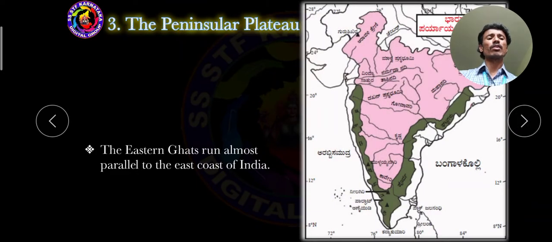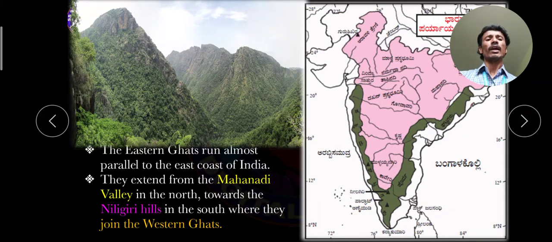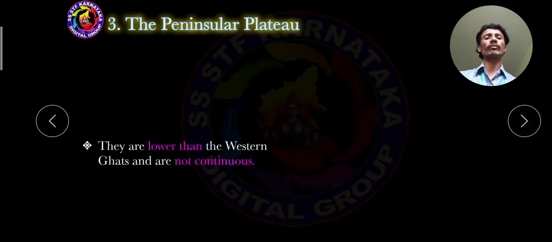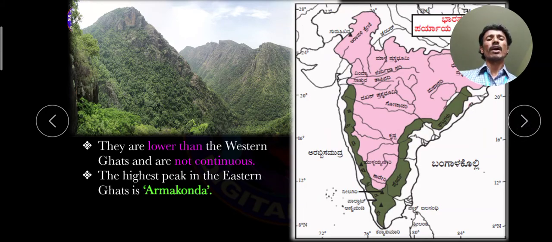Then the Eastern Ghats. Eastern Ghats are almost parallel to the east coast, equally running. This extends from the Mahanadi Valley to Kanyakumari, and here it joins the Western Ghats, and they are lower than the Western Ghats. The Western Ghats are high, the Eastern Ghats are low, and they are not continuous. The highest peak in the Eastern Ghats is Aramakonda.